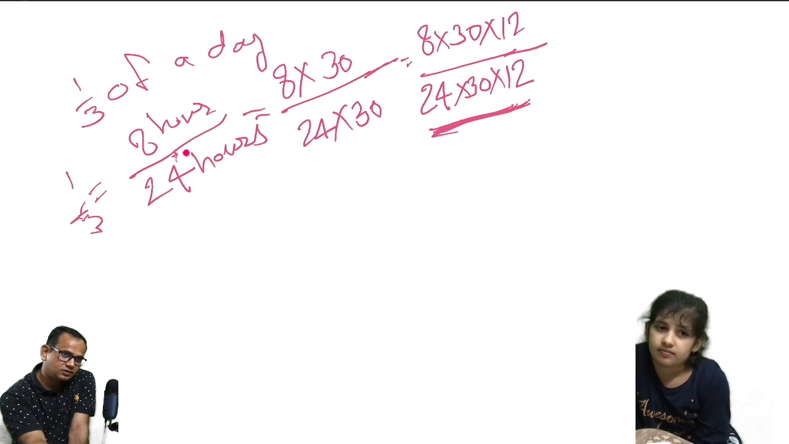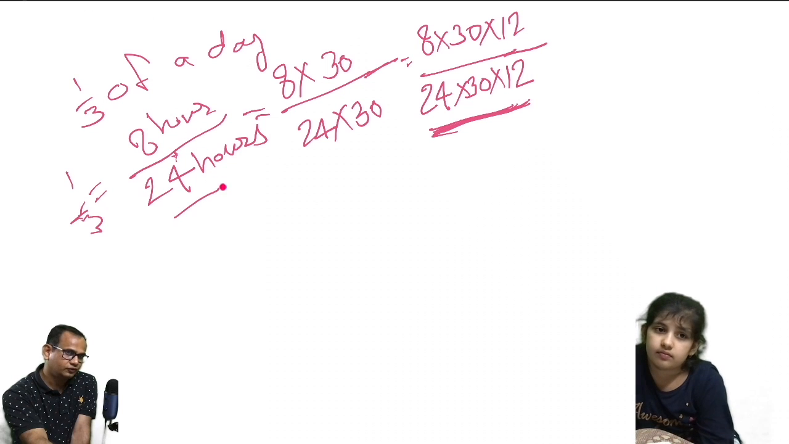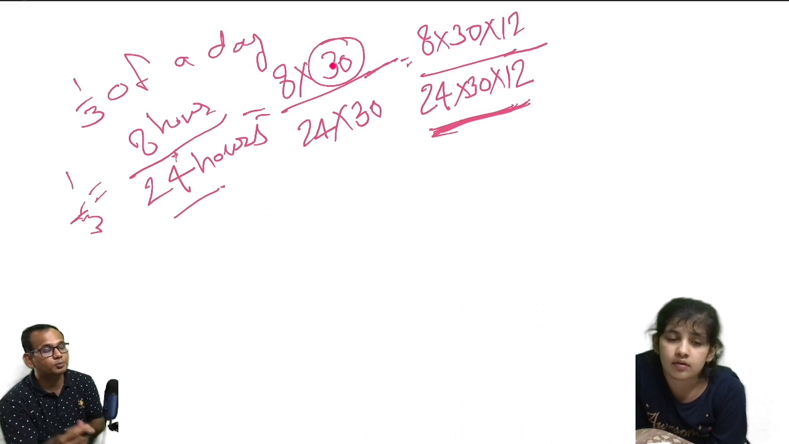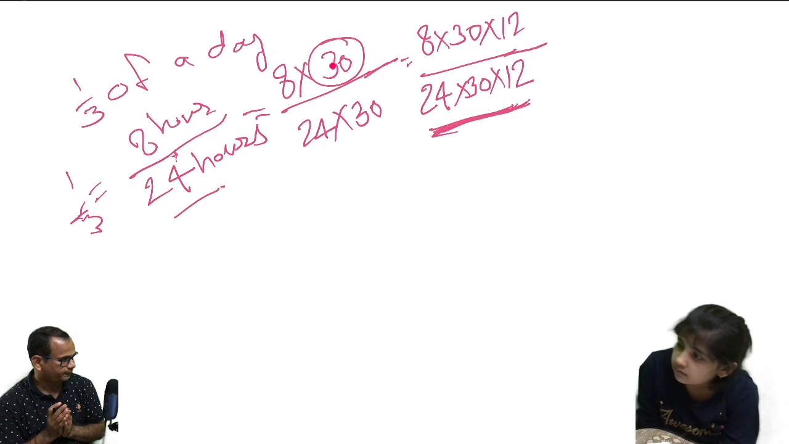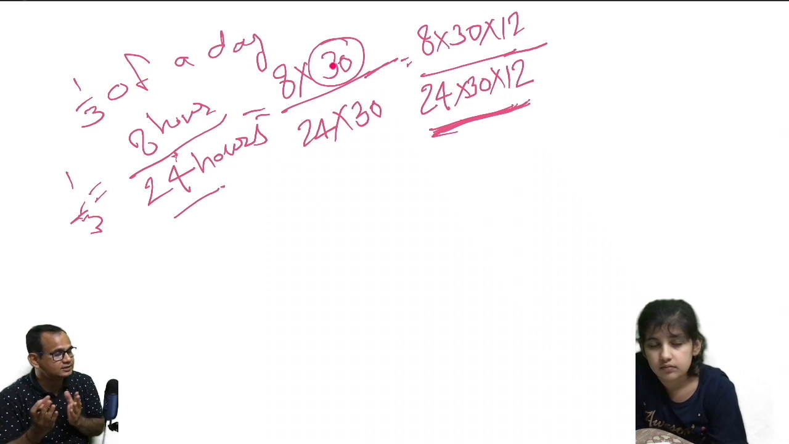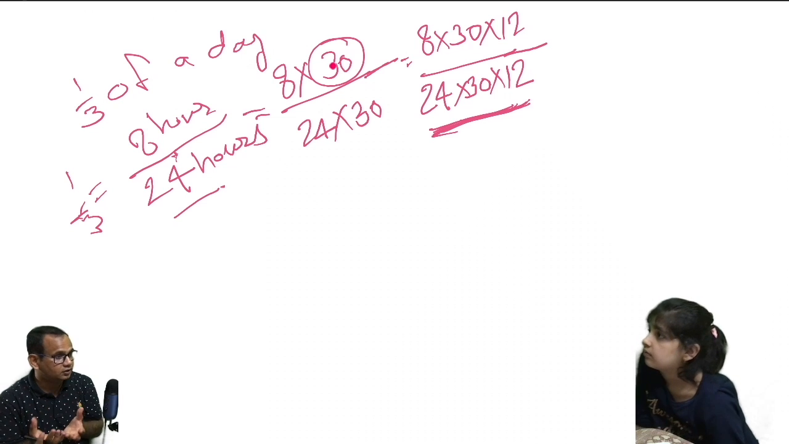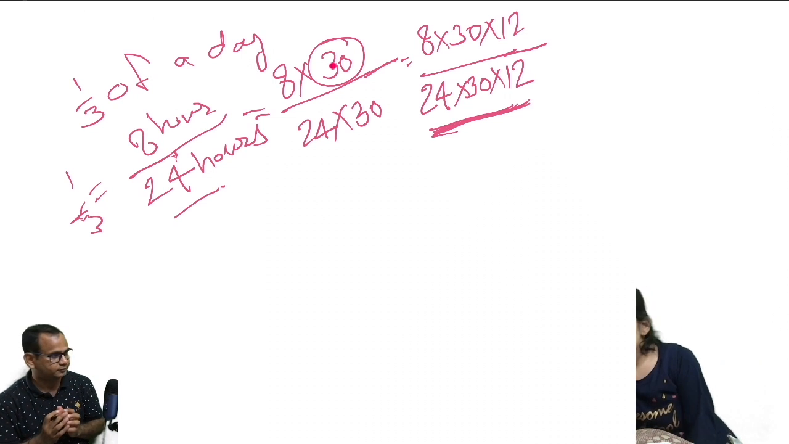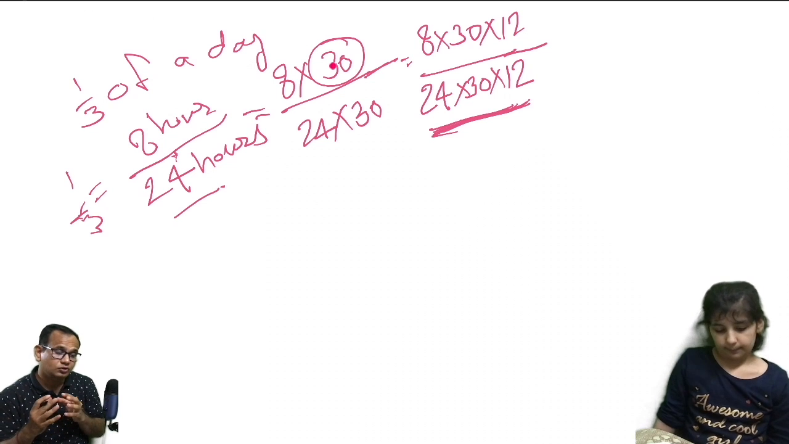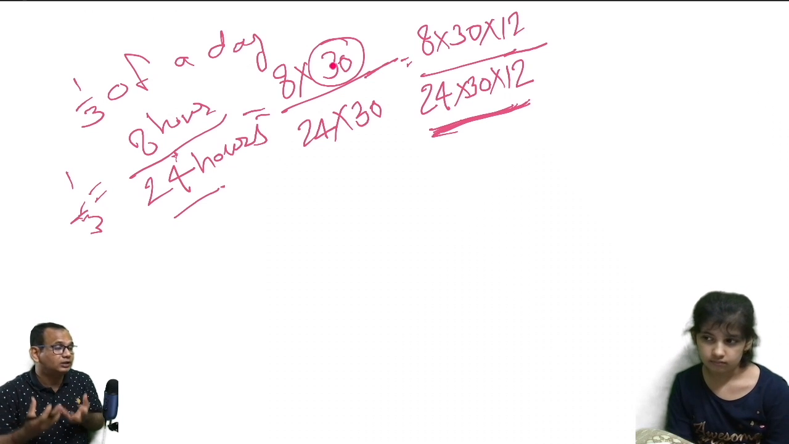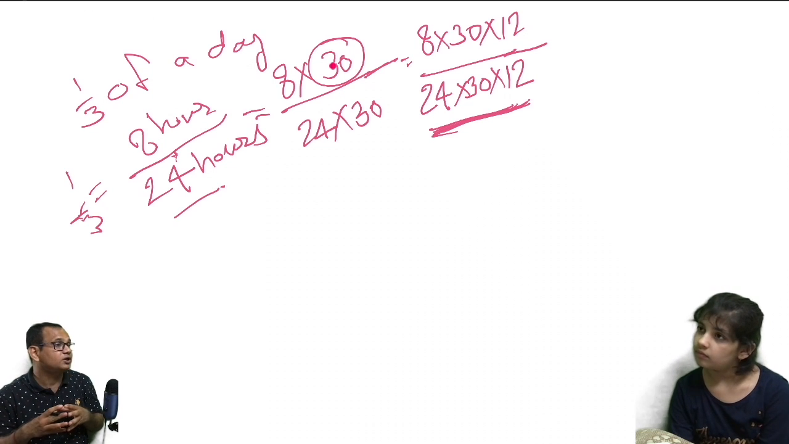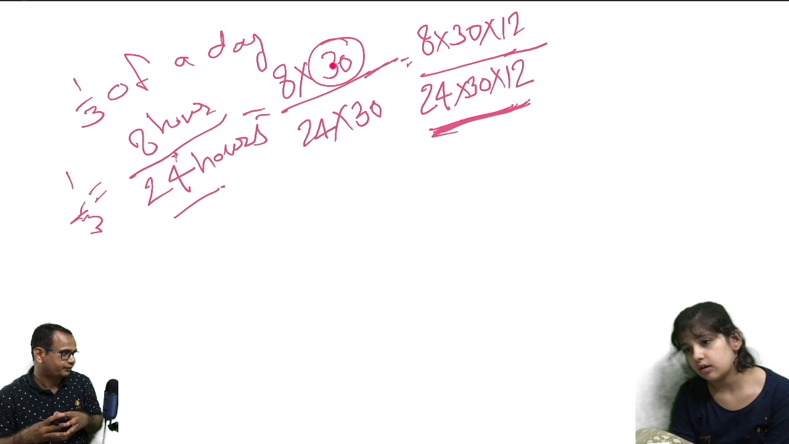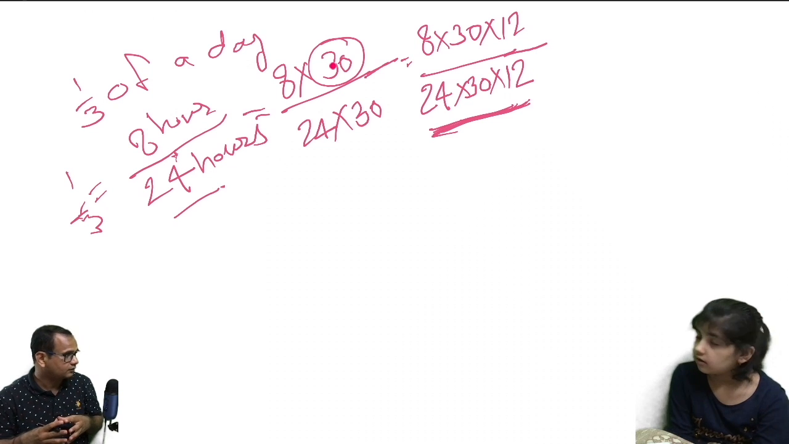See, Visha, 8 hours out of 24 hours, we have calculated. Understood this? Now, how did 30 come? Before calculating one year, we have to calculate for one month. The question is, what part of a year do they sleep? So before that, we calculate what part of a month. Tell me, in a year, how many hours are there? I don't know that.